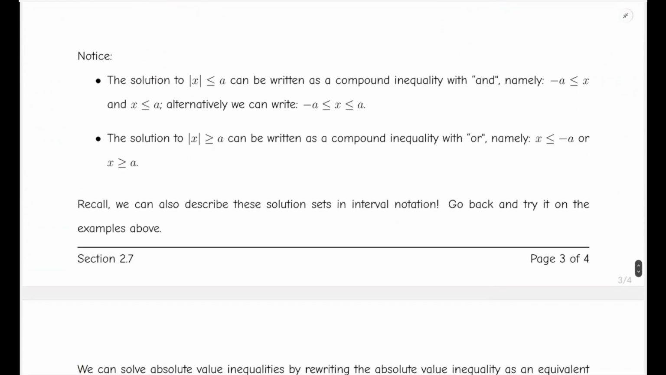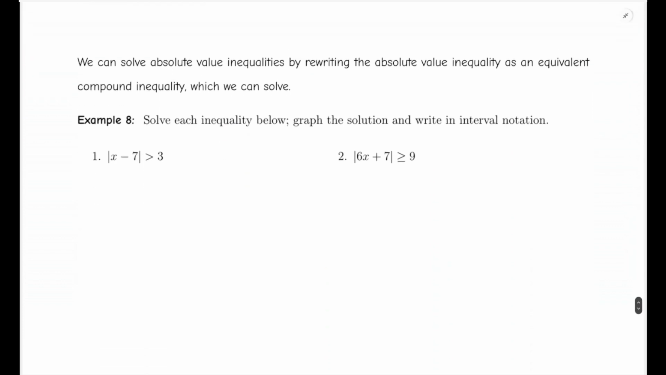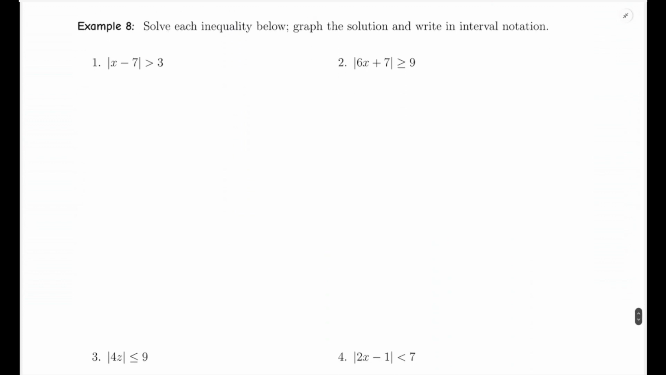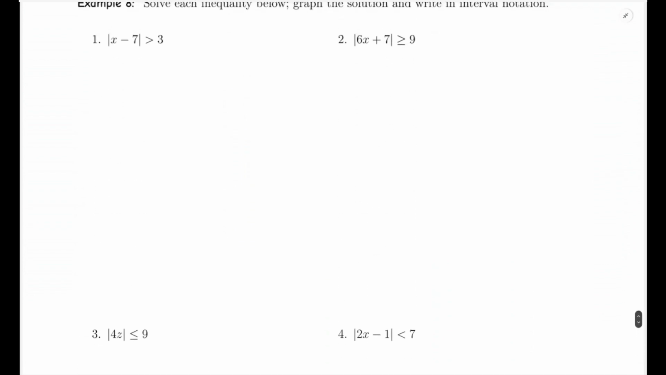Recall we can also describe these solution sets in interval notation. Go back and try it on the examples above. We can solve absolute value inequalities by rewriting the absolute value inequality as an equivalent compound inequality, which we can solve. Solve each inequality below, graph the solution set, and write in interval notation. So just like with equations, the first step is to get the absolute value by itself, which I think all these examples have that already, yes.